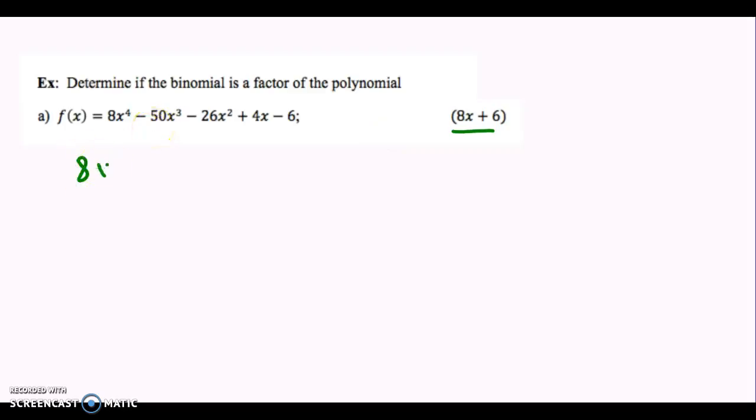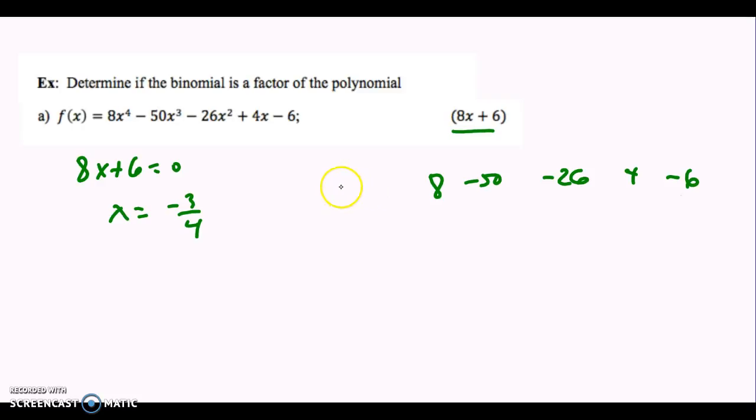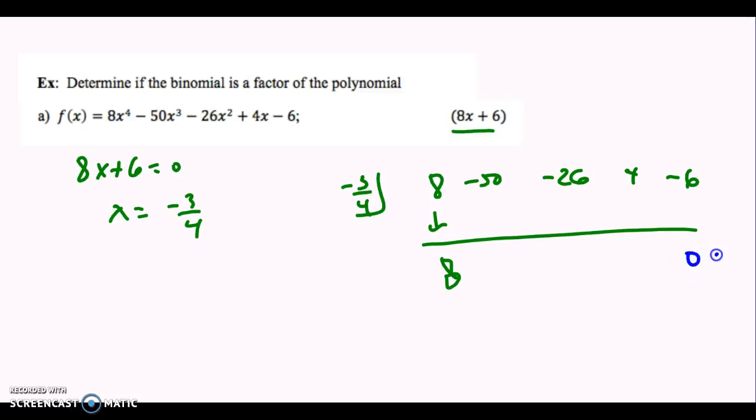So what I'm going to do is set 8x plus 6 equals 0. I'm going to do x equals negative 3 over 4. I'm going to list out the factors here. And if you're thinking, hey, is he about to do synthetic division? You're darn tootin'. That's exactly what I'm going to do. Now, if that binomial really is a factor of the polynomial, I should get a 0 here. If I don't get a 0 as a remainder for the synthetic division, then that means that the binomial is not a factor of the polynomial. So let's see what we get.